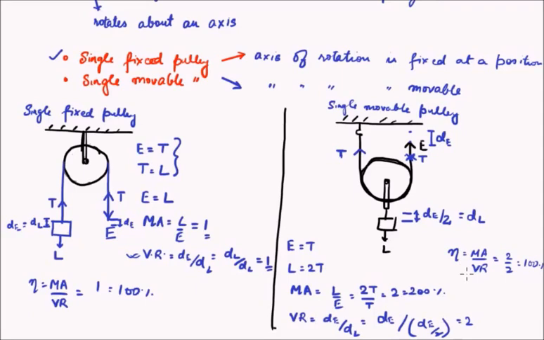So with this, I will conclude the idea of single pulleys, both the fixed kind and the movable kind. We saw that the single fixed pulley is used just to change direction, whereas the single movable pulley is used as a force multiplier. And it also helps us to lift a much larger load than the effort we are applying.